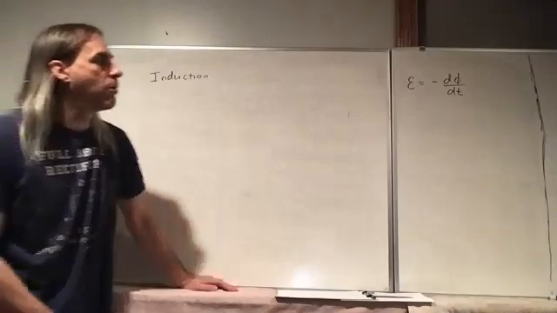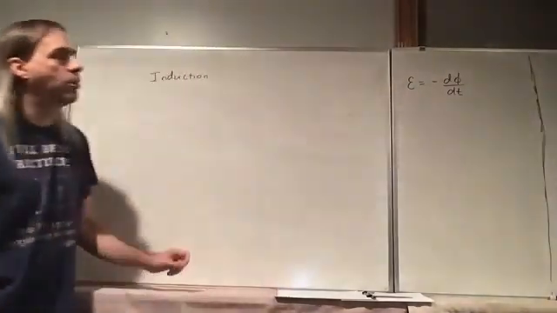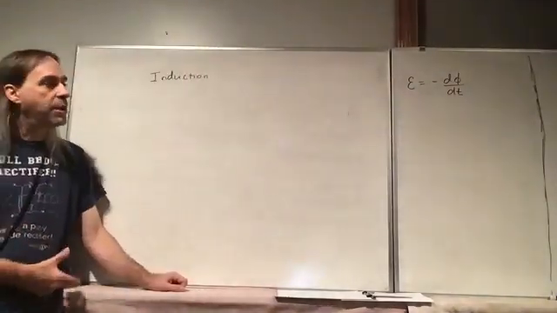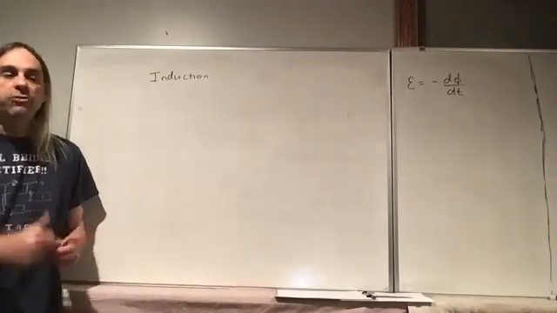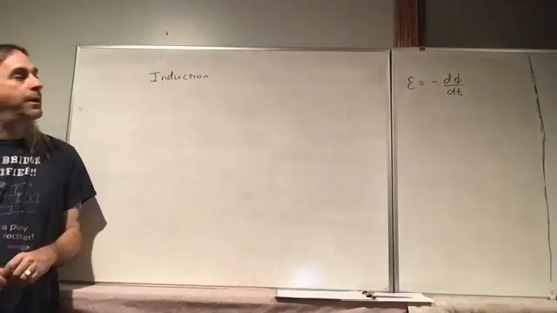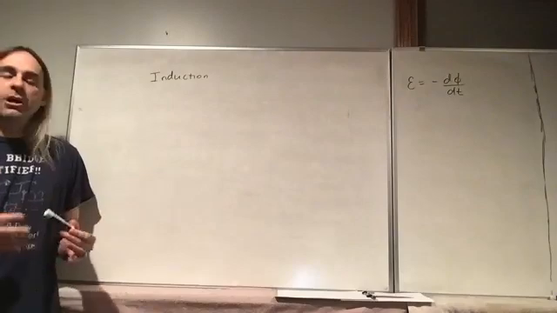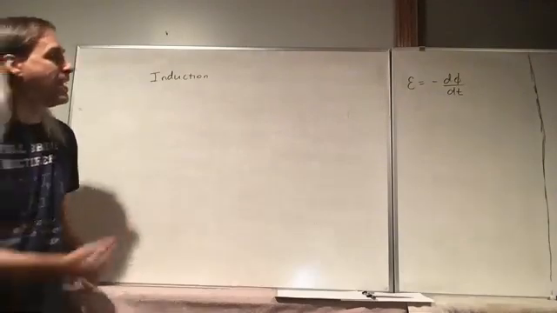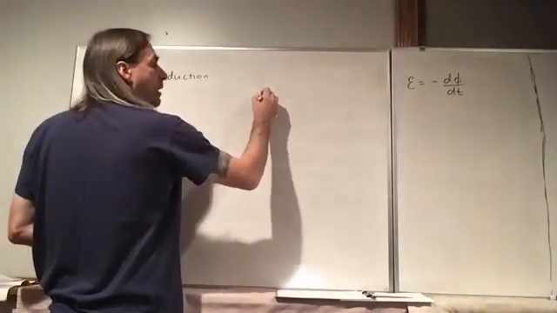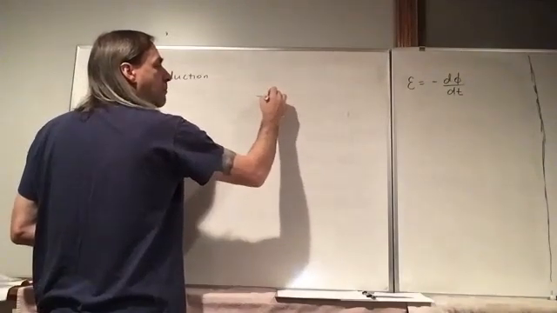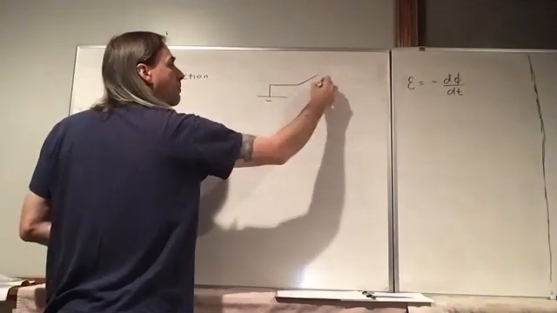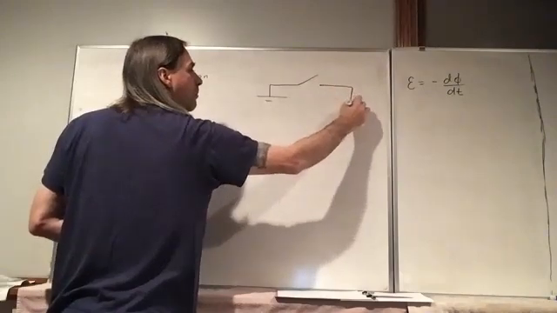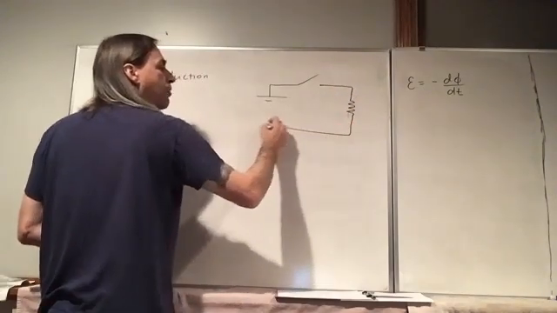There's another form where we write this as the integral of E dot dl to relate the electric field to the magnetic field a little more directly. But here we're talking about circuits. So let's say, for an example, we have a circuit like this, where we have a switch and just a resistor.